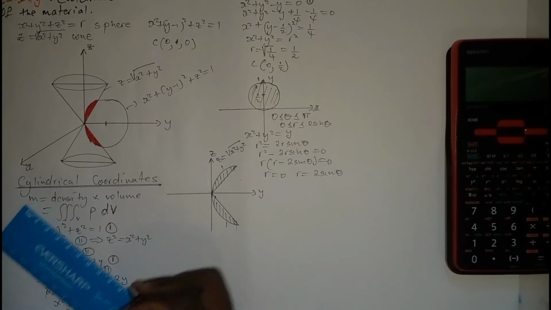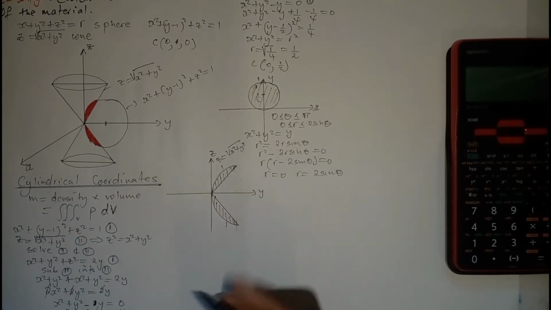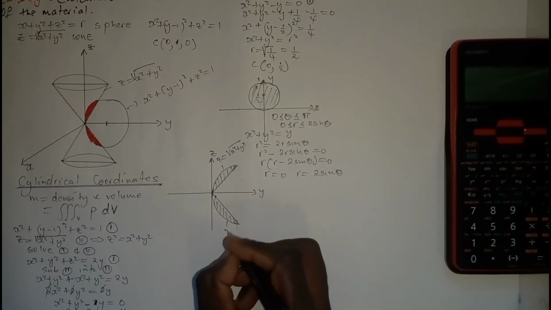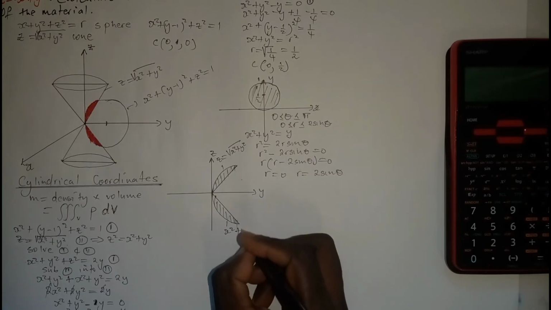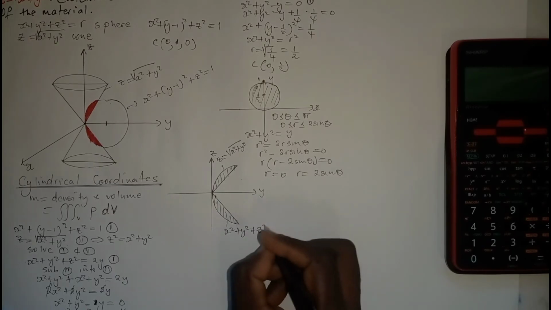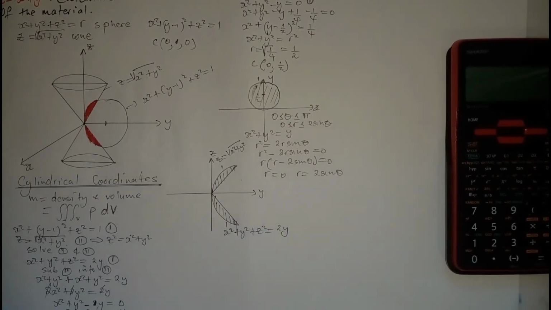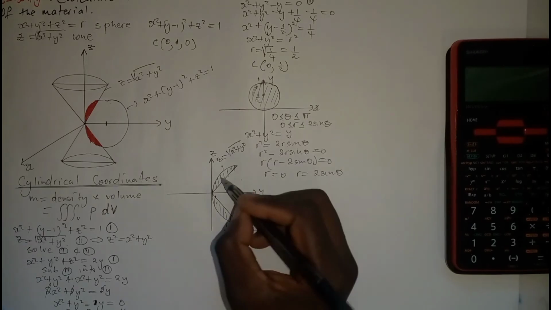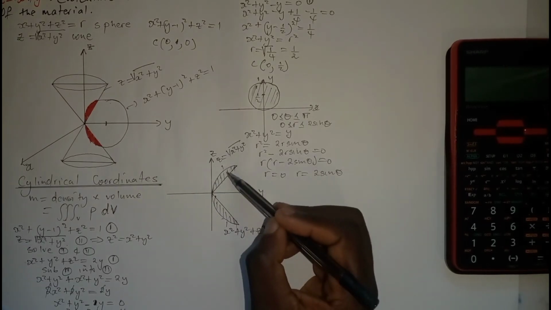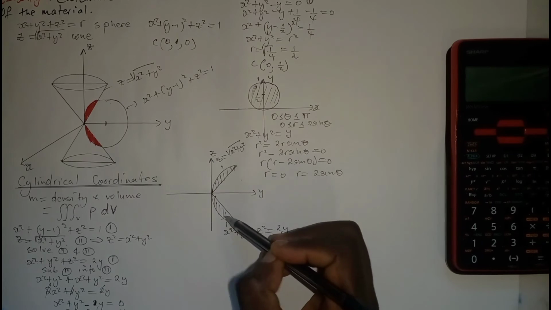And what is this? This one, they have simplified it here, and they say this one is x squared plus y squared plus z squared equals 2y. So these are the limits. I can see this one is the same as this one. So if I find the volume here, I just multiply it by 2.